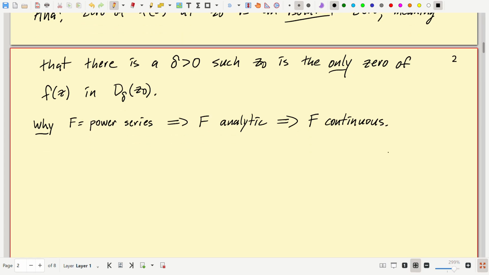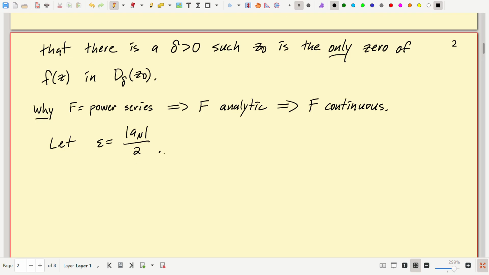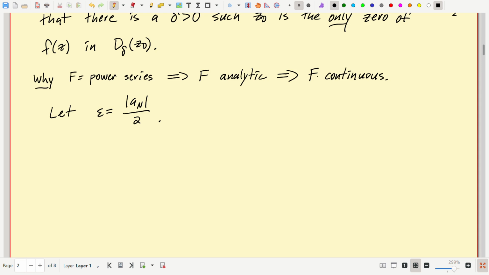Okay, and so let epsilon, as we've done this before, let epsilon be equal to the modulus of A_n divided by 2. Okay, so I've drawn this picture before. Let's see. Here's the origin. No, I don't want z naught. I want 0. And A_n is a complex number that's not 0.